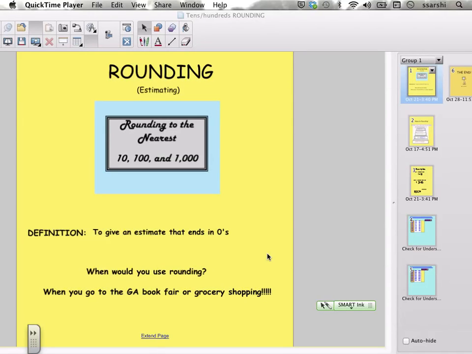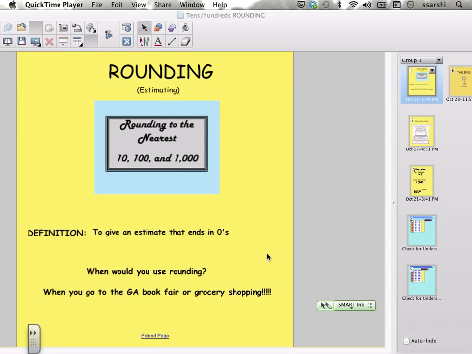This is a lesson on rounding. Another word for rounding would be estimating. So you see here, rounding to the nearest. Most often you're going to see round to the nearest 10, 100, 1,000. It'll be multiples of 10. You could round to the nearest million.